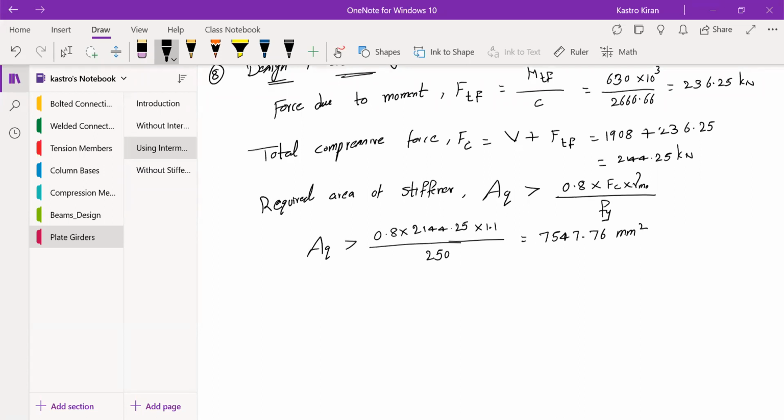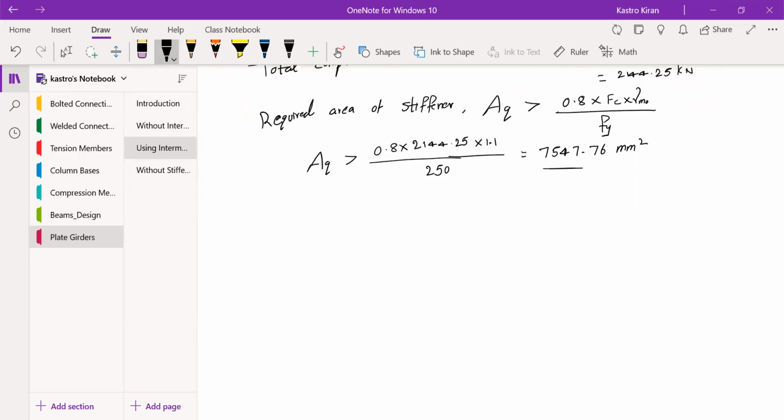Now the question is, you only know the area of the stiffeners. You have to find out what should be the width of the stiffener and what should be the thickness. You don't know these two parameters. It's a trial and error method. You have to select the width and the thickness of the stiffener, and then verify whether the dimensions you have selected give an area greater than 7547 or not. Suppose, for example, in trial 1, I take the width as 100 and the thickness as 20. It will give you 2000 mm square, which is not sufficient.